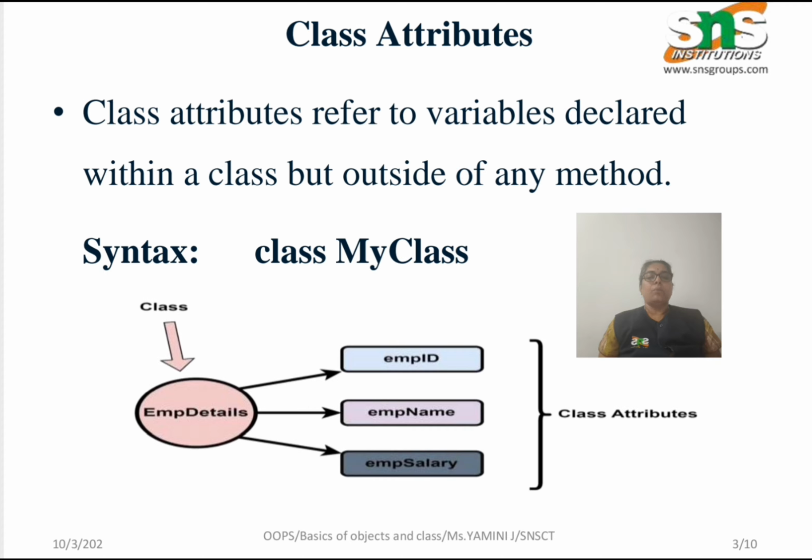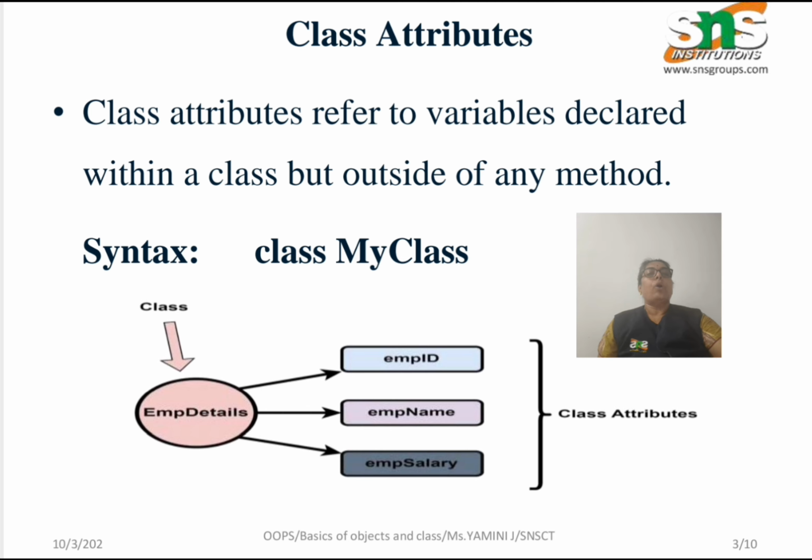In Java, the syntax of a class looks like this. A class is declared using the keyword class followed by the class name. Inside the class body, we define variables and methods. The variables defined inside the class are known as instance variables or attributes, and each object created from the class will have its own copy of these variables. This is how we represent the data associated with a real-world entity.